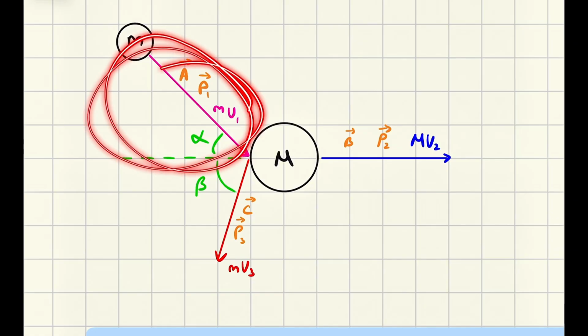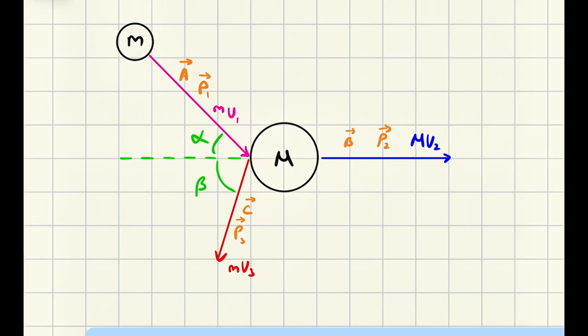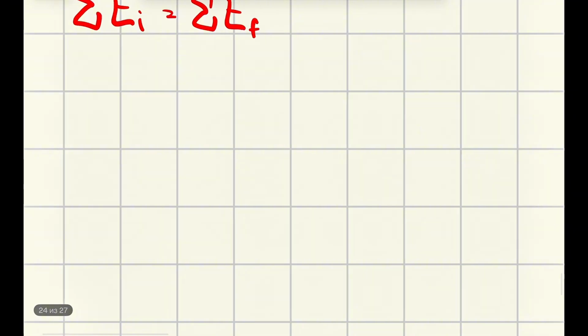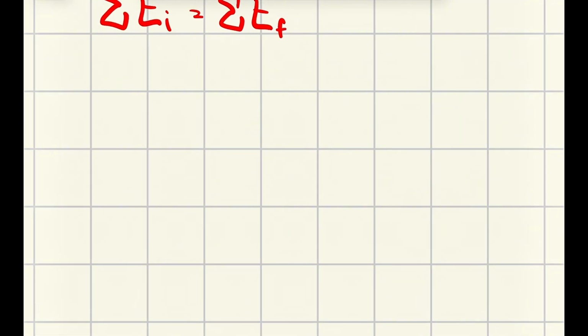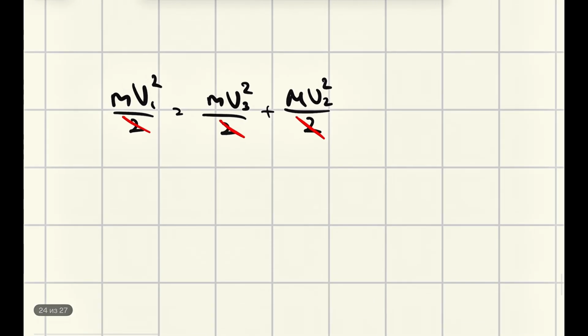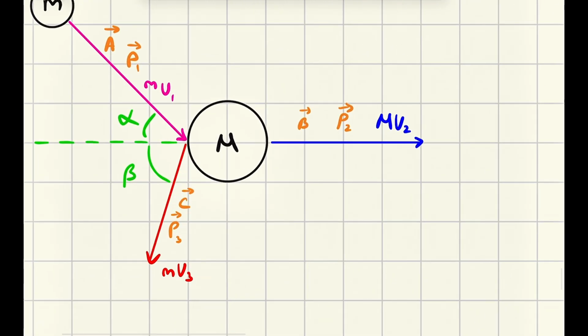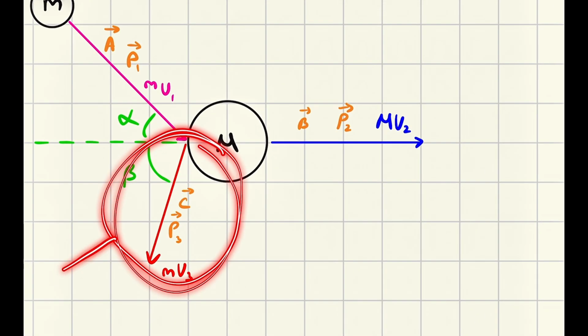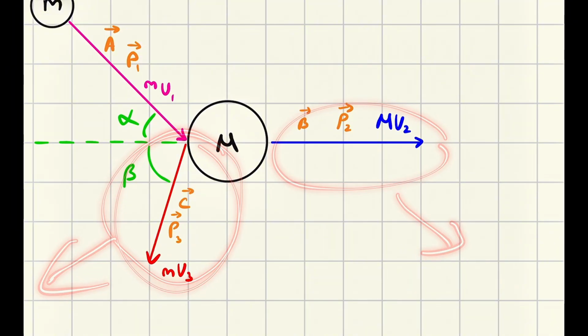Then this whole kinetic energy transfers into two different kinetic energies, this one and this one. That's why our equation would look like this. Energy, it would be what? m v1 squared divided by 2 equals small m v3 squared divided by 2 plus large M v2 squared divided by 2. And we can cancel these out. Okay, good. We can collect masses to one side.